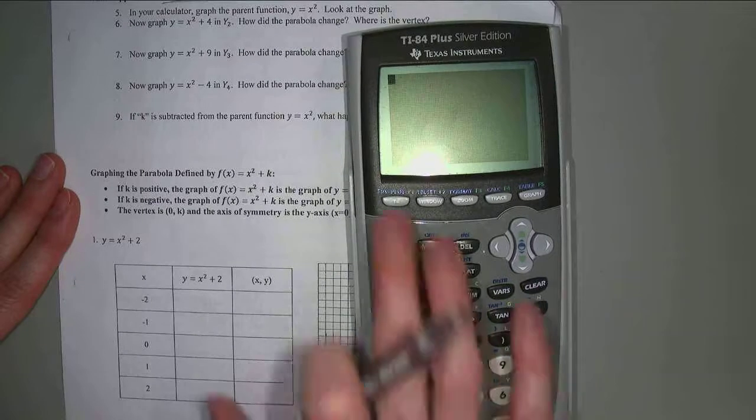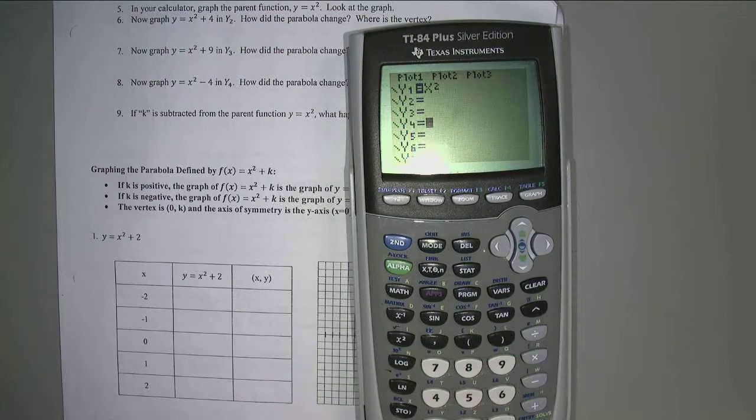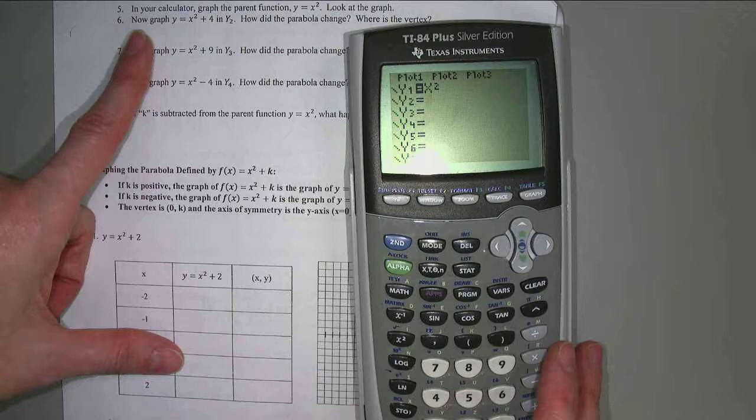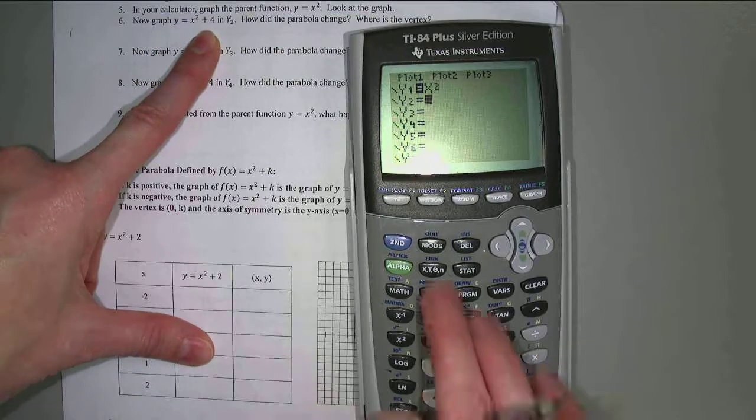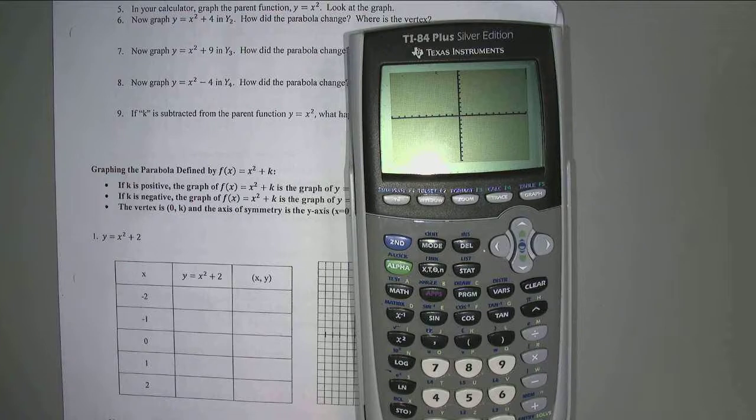So I'm going to go to my y equals, and I'm going to clear out all that stuff other than my y1, okay? So go to your y equals and clear out all that other stuff other than y1. And you guys are going to quickly see what happens, all right? So in our y2, we're going to graph x squared plus 4 and hit graph. The first graph it always does is y1, so it graphs our parent function. But then what happens when we put plus 4?